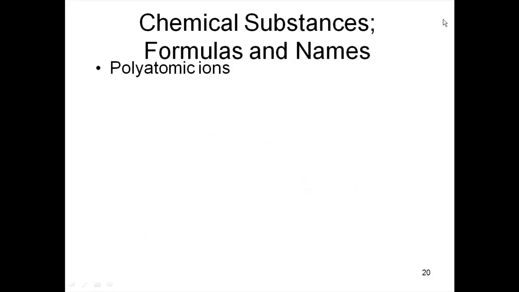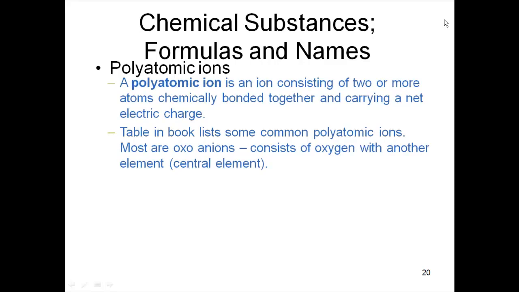Another part of ionic compounds that's important would be the polyatomic ions. A polyatomic ion is an ion consisting of two or more atoms chemically bonded together and carrying a net electrical charge. Example, sulfate, SO4 2-. That whole SO4 has a 2- charge. There's tables in books that list some common polyatomic ions. I'm going to put on the next table a list that you should be familiar with. That's not all of them, but there are some that you should have at the top of your head.